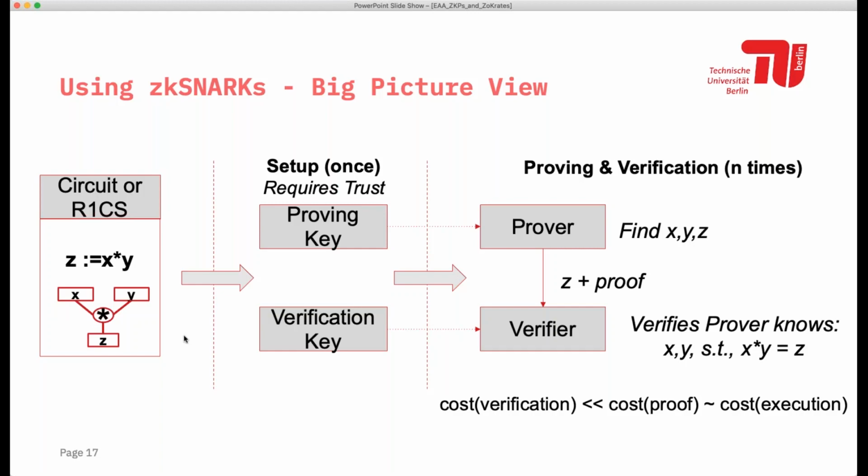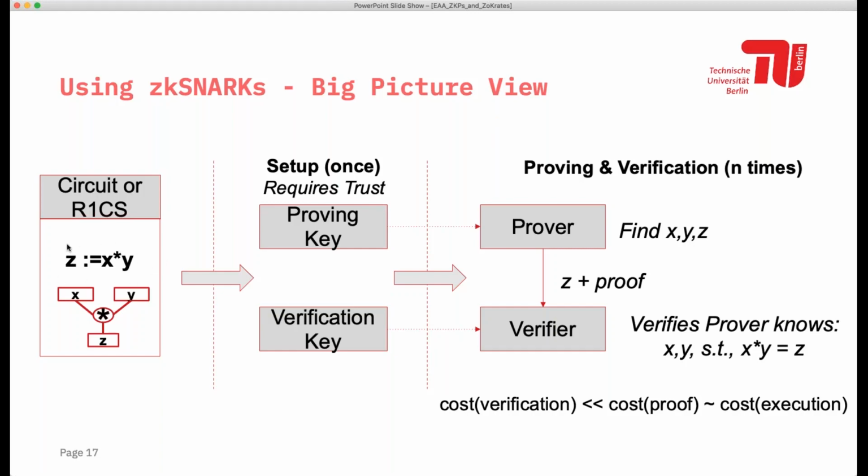Let's look at the steps that are involved with proving that set actually equals x times y. First, in the context of CK-SNARKs, we need to do a setup, and this setup is trusted. So if this setup is corrupt, then fake proofs can be generated. I'll come back to that in a minute. This setup step has to be done once per program.